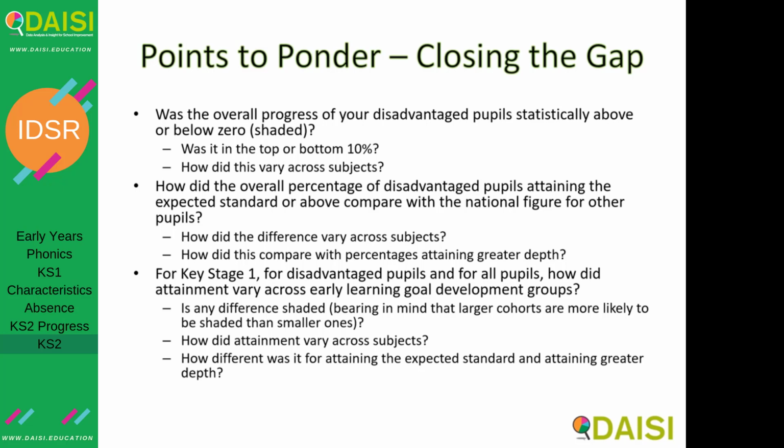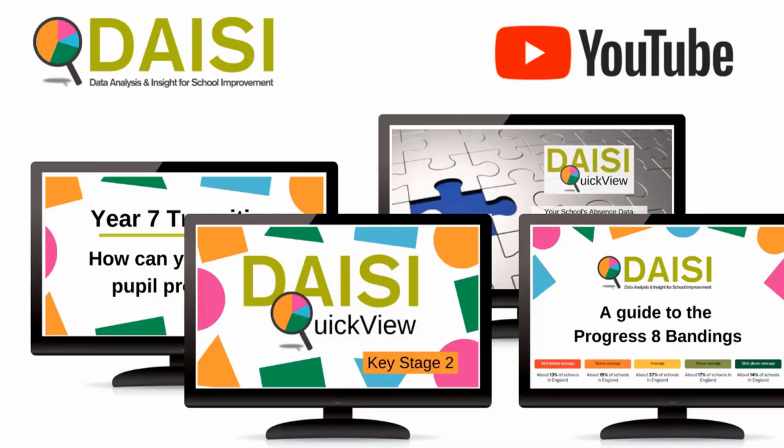And you can use filters in the ASP to be able to hone in on your disadvantaged low, disadvantaged middle, disadvantaged high, for instance. And these are some points to ponder with regard to the closing the gap or diminishing the differences measure.